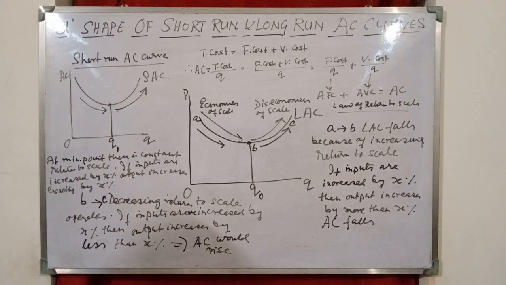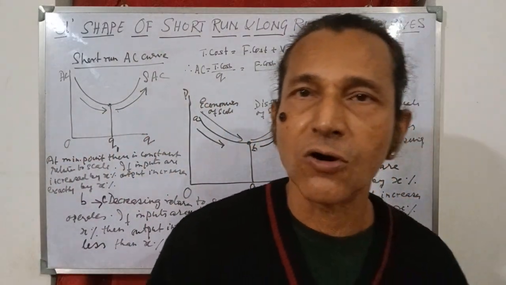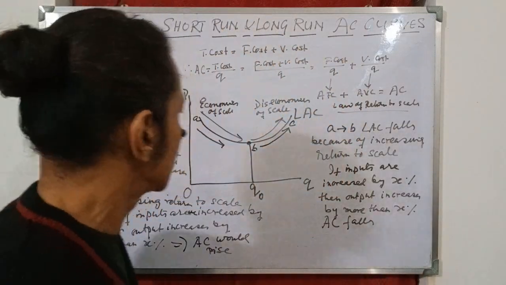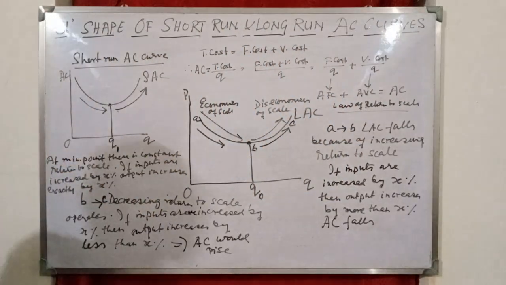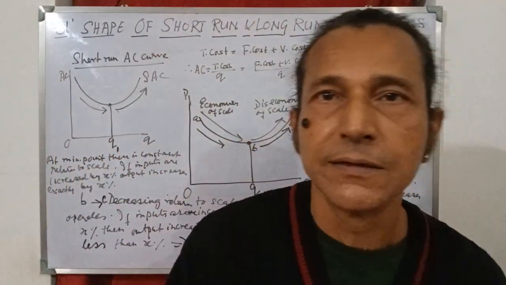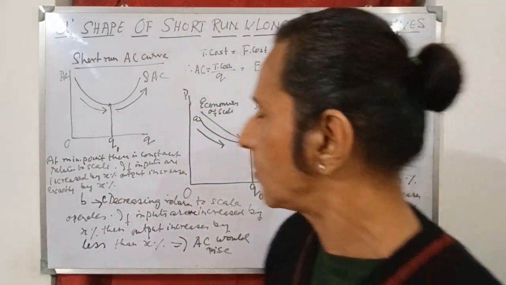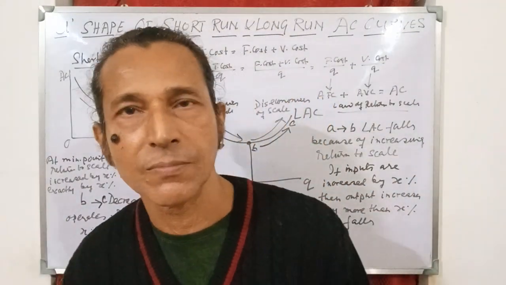So this is the discussion about the U-shape of short-run average cost curve and long-run average cost curve. I think this is enough for this video. I believe this is well understood by you, all these diagrams and my explanation.